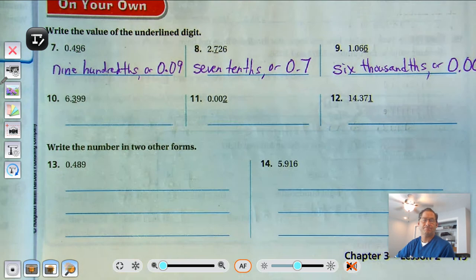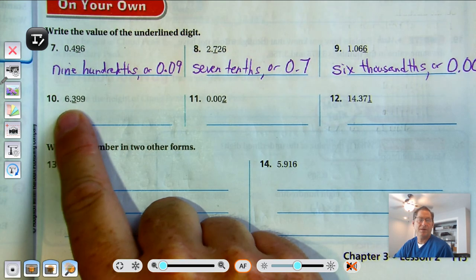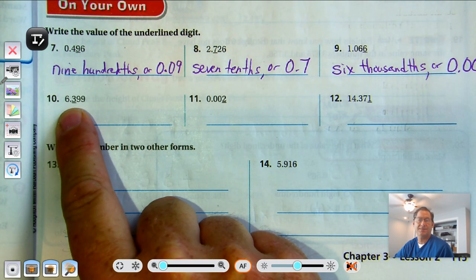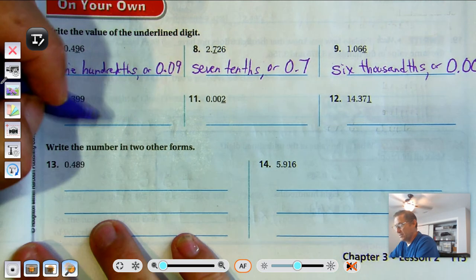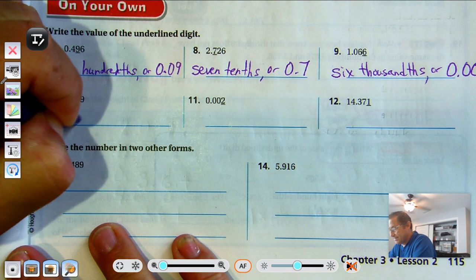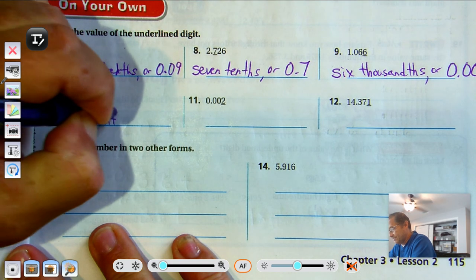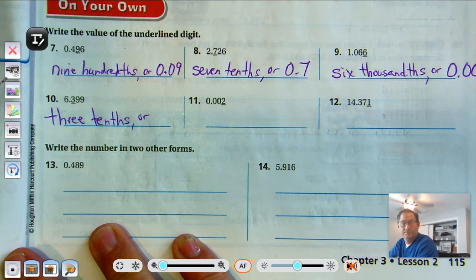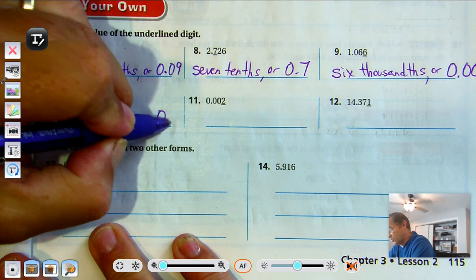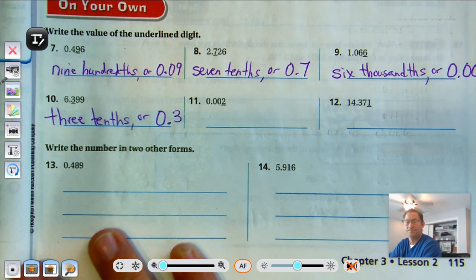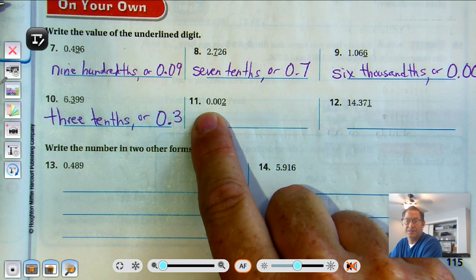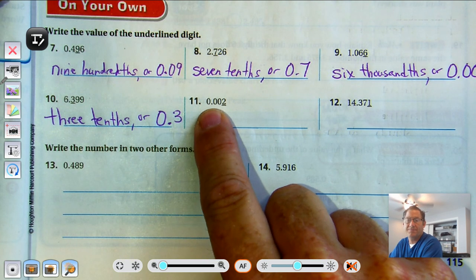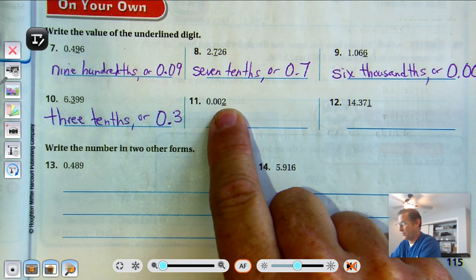Okay, number 10. 6 is in the ones place, 3 is in the tenths, 9 is in the hundredths, the second 9 is in the thousandths. So we have 3 tenths or 0.3. Okay. We have 0 ones, we have 0 tenths, 0 hundredths, and 2 thousandths.